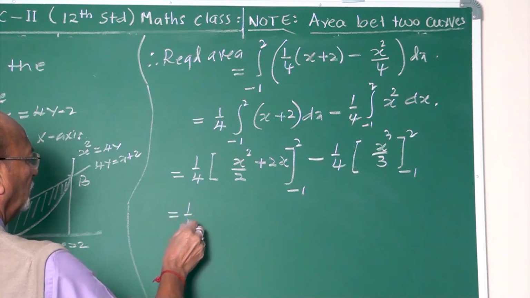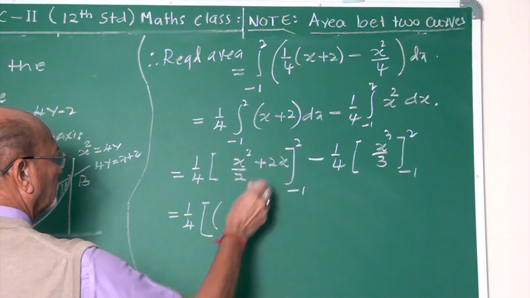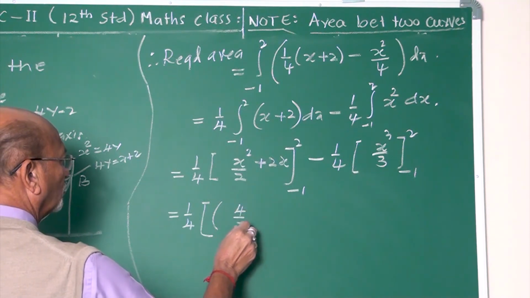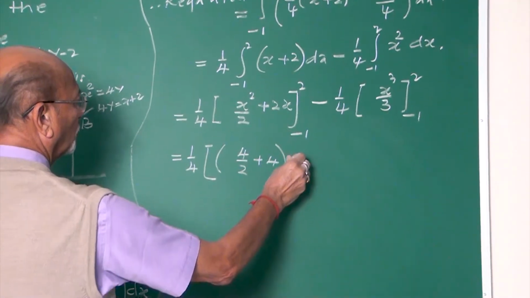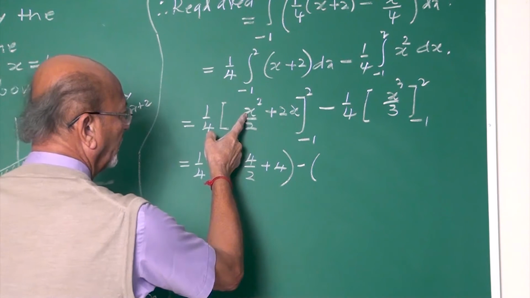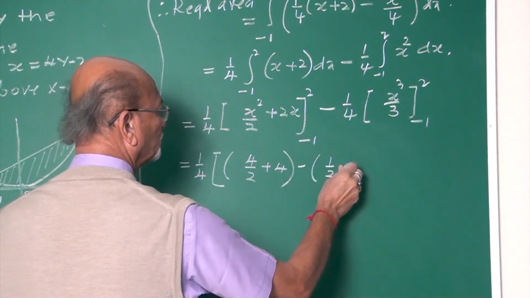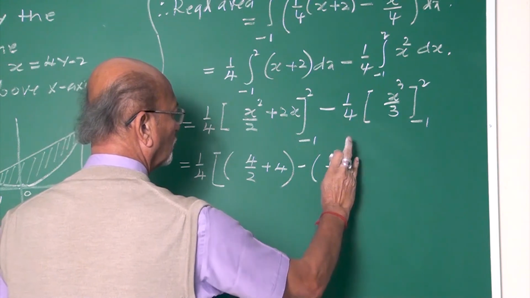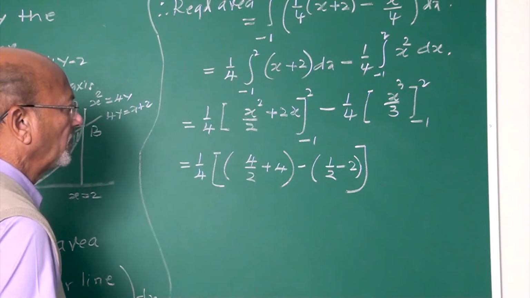Put x equal to the upper limit. This is 1 by 4 into upper limit 2 square, 4 by 2, plus 2 into 2, 4. Minus, put x equal to minus 1: minus 1 whole square, and 2 into minus 1, minus 2. This is the first integral, my friends.